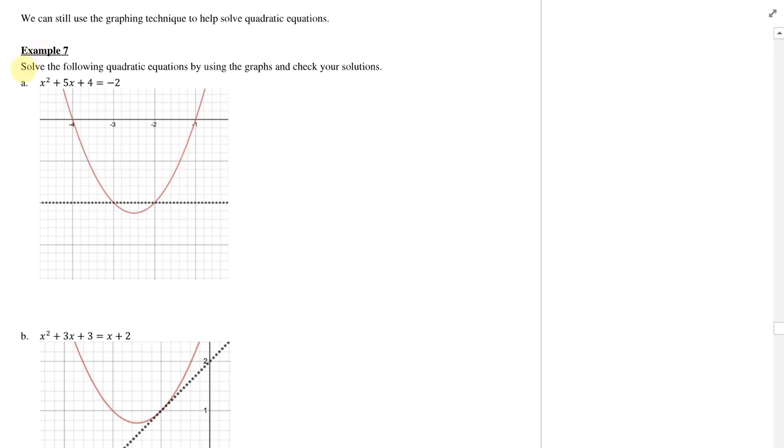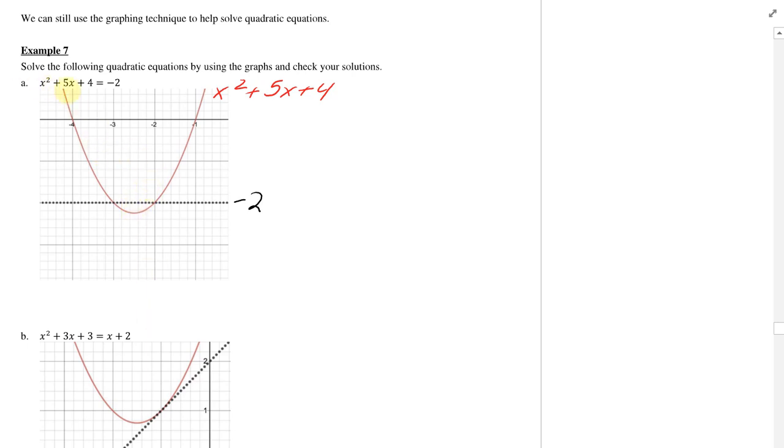So in this first equation here, I have x squared plus 5x plus 4 equals negative 2. I just want to make sure you understand what we're looking at here. This part here, this is the quadratic. I'll use the red color. This is actually representing my x squared plus 5x plus 4. And then this part that says equals negative 2, that's what this dotted line is here. So this equals negative 2. Just helping you to interpret these graphs a little bit better.